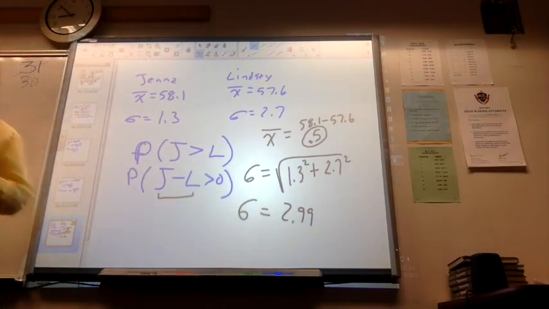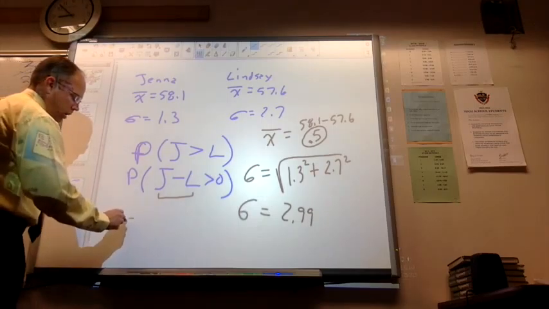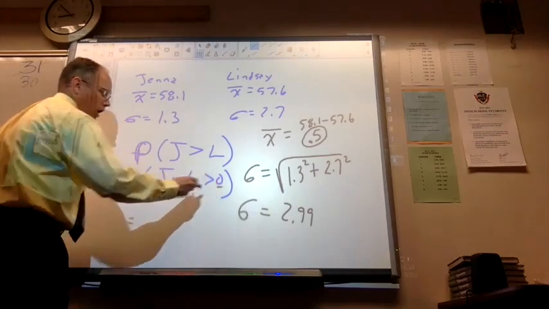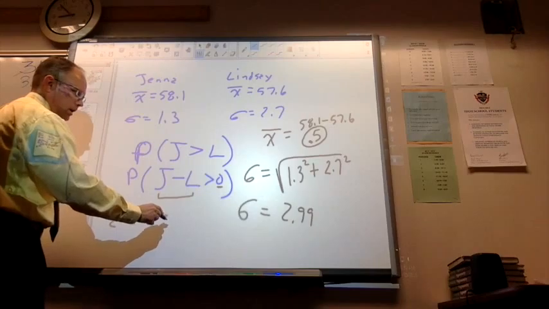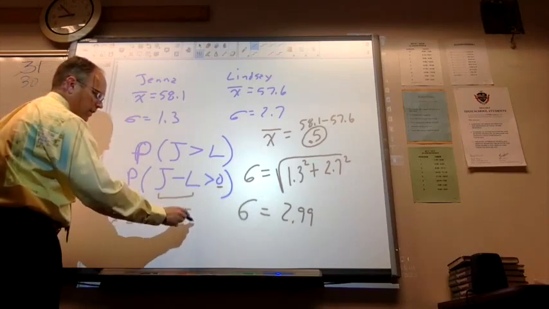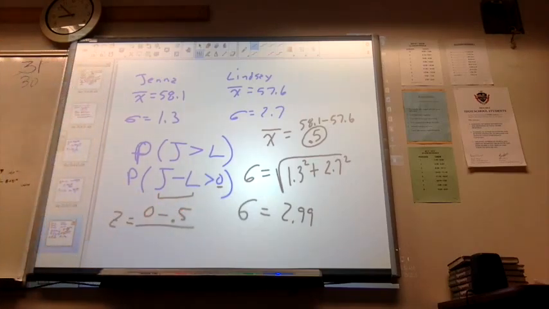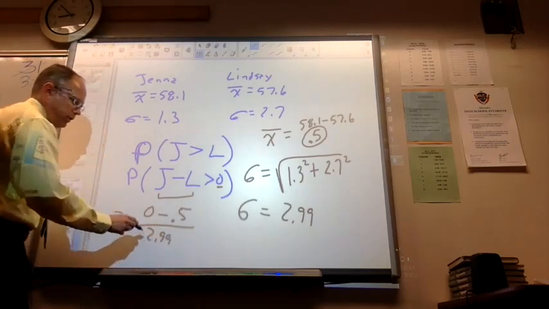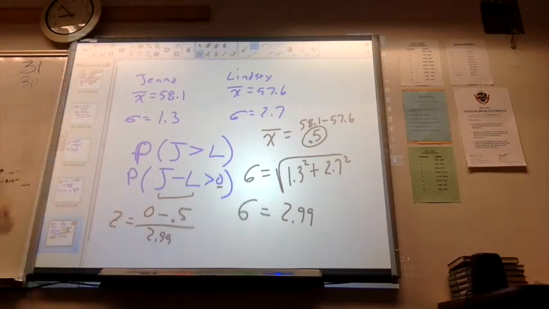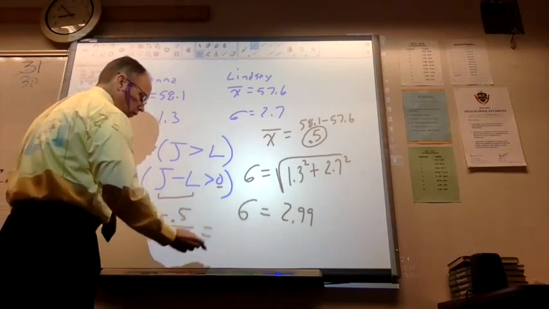From there, what we can do is find the z-score. Okay? So for the z-score, I'm now going to use this 0 as my observed minus my new mean, minus 0.5, over my new standard deviation of 2.99. So I'm going to get a negative value. So what does that negative value come out to be? 0.5 over 2.99.